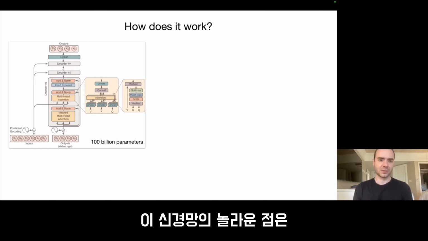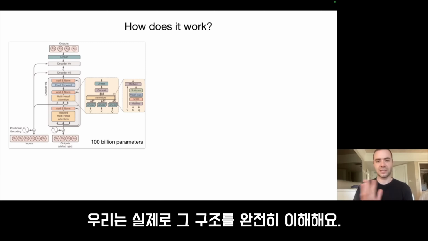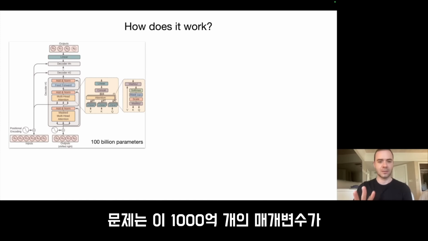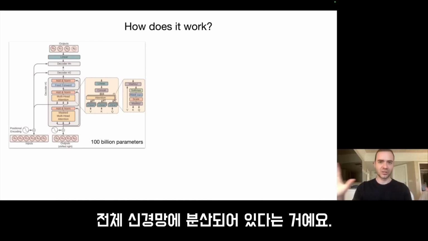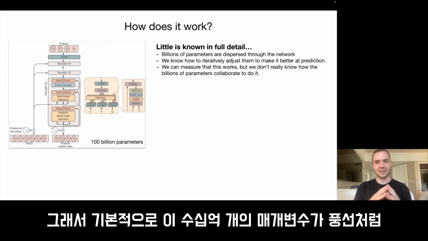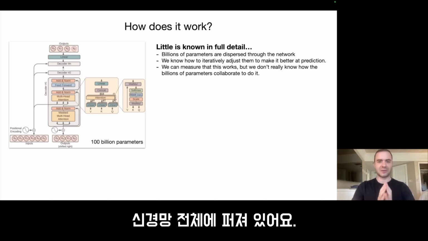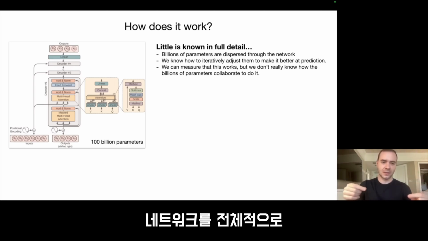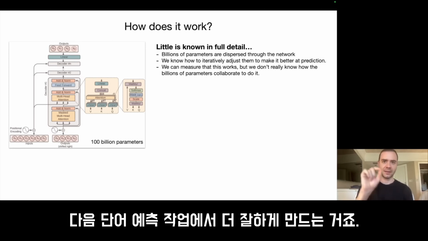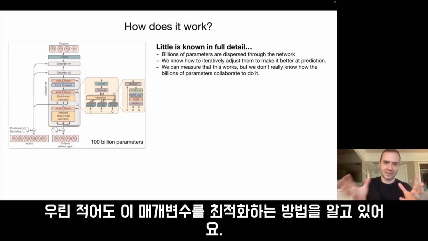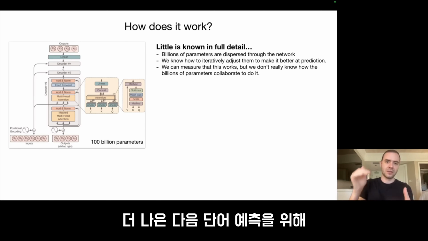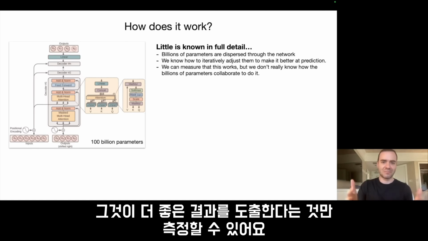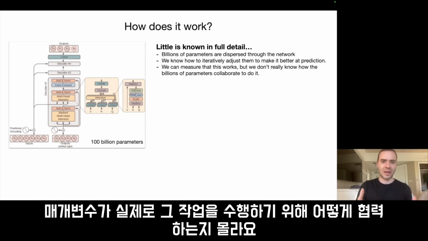Now, what's remarkable about these neural nets is we actually understand in full detail the architecture. We know exactly what mathematical operations happen at all the different stages of it. The problem is that these 100 billion parameters are dispersed throughout the entire neural network. All we know is how to adjust these parameters iteratively to make the network as a whole better at the next word prediction task. So we know how to optimize these parameters, how to adjust them over time to get a better next word prediction. But we don't really know what these 100 billion parameters are doing. We can measure that it's getting better at the next word prediction, but we don't know how these parameters collaborate to actually perform that.